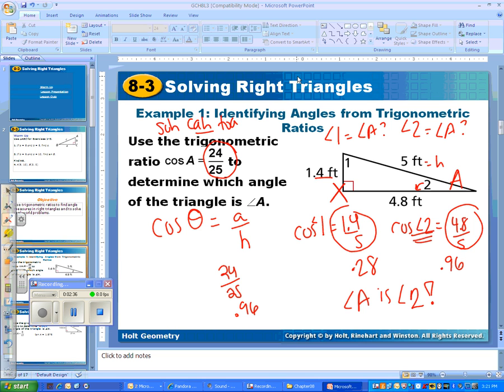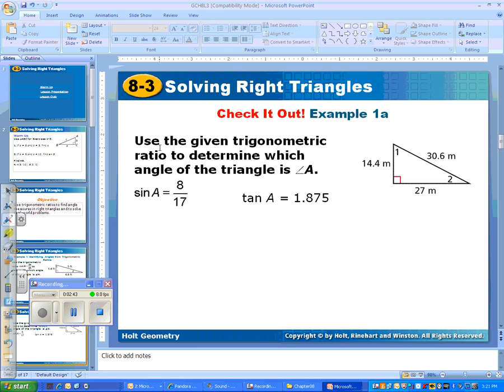Done. Okay, so we're going to use the ratio of the sides to figure out where to place the A. Another example. Use the given trig ratio to determine which angle is A, and you can't just arbitrarily put it. I'll do this one, and then question number 1 on your notes will be for you guys to try. So sine of A. Well, sine stands for opposite over hypotenuse. So sine of angle 1 is going to be, well, the opposite side is 27, and the hypotenuse is 30.6.